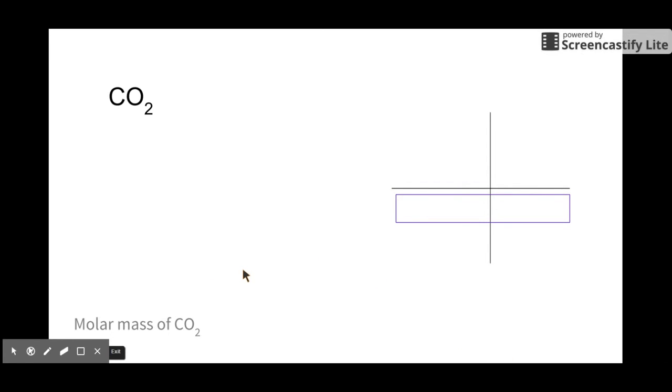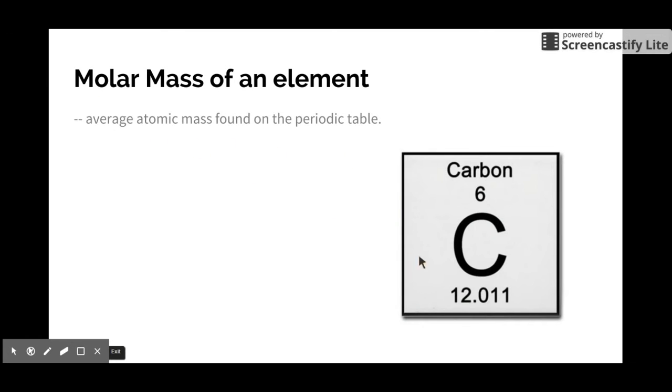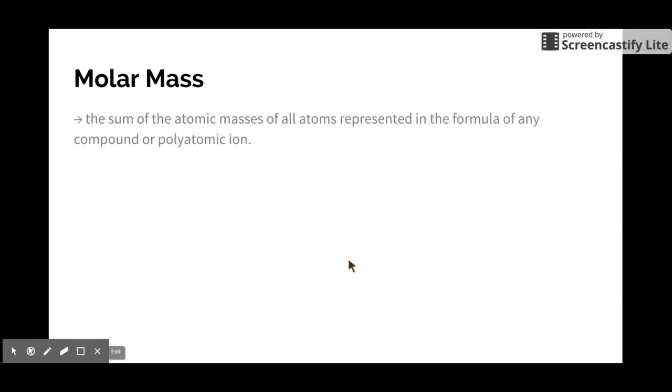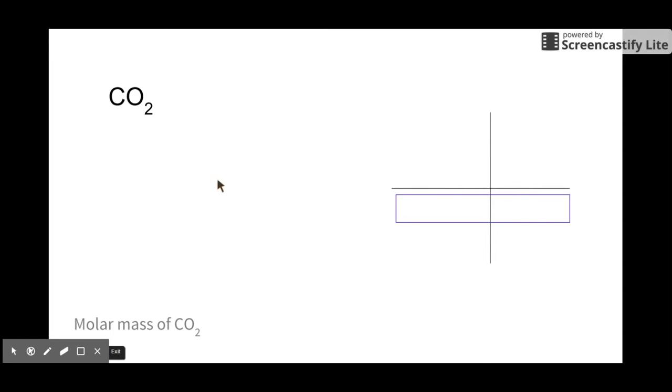So let's look at a compound such as CO2 or carbon dioxide. This covalent compound here, we want to be able to find the molar mass of this entire compound. So if you recall from previous, the molar mass of an element is just the mass on the periodic table. And previously we learned that the molar mass of anything is just all of the atoms added up. Let's go ahead and find the molar mass of carbon dioxide.